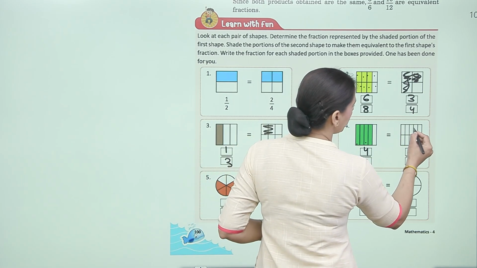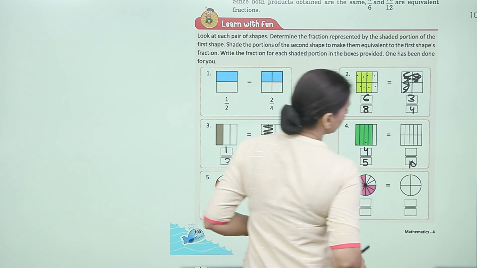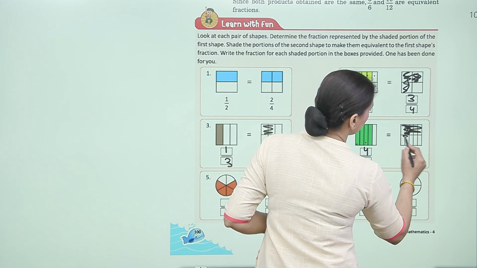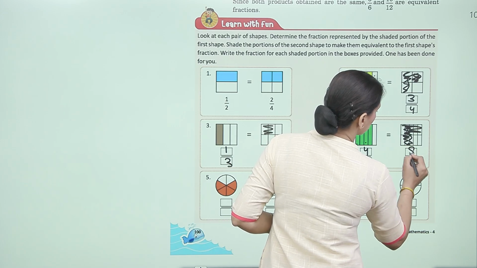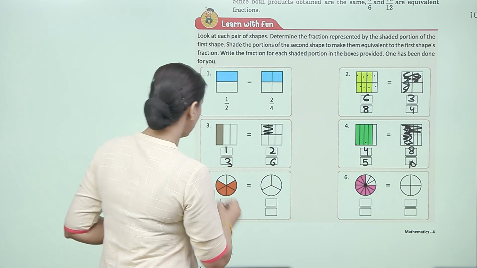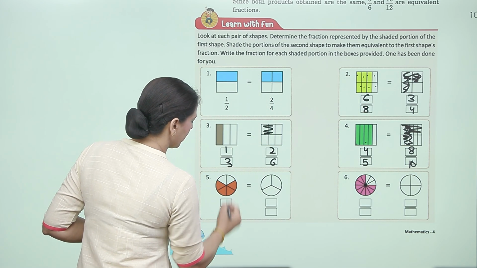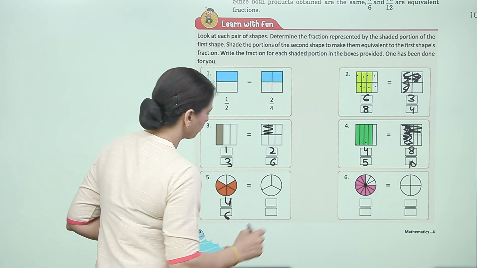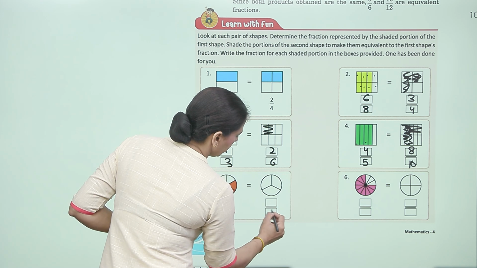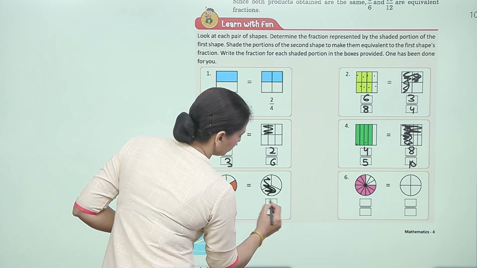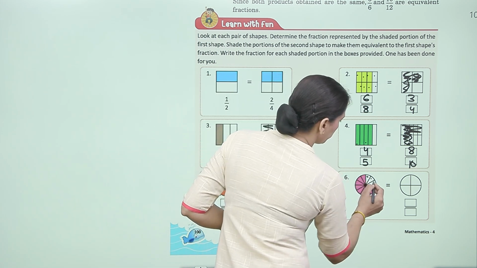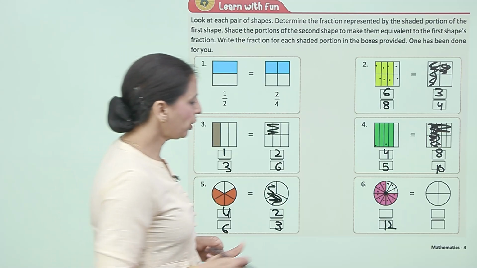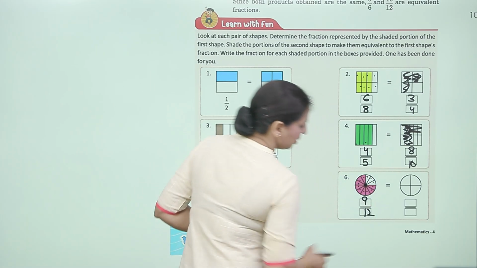Now 1, 2, 3, 4, 5, 10 and 8 are colored. 5, 6, 7 and 8. 8 are colored. Now next is 1, 2, 3, 4, 5, 6. Total is 6 and 4 are colored. Now total is 3 and 2 are colored. Next 1, 2, 3, 4, 5, 6, 7, 8, 9, 10, 11, 12. Total is 12 and 9 are colored.